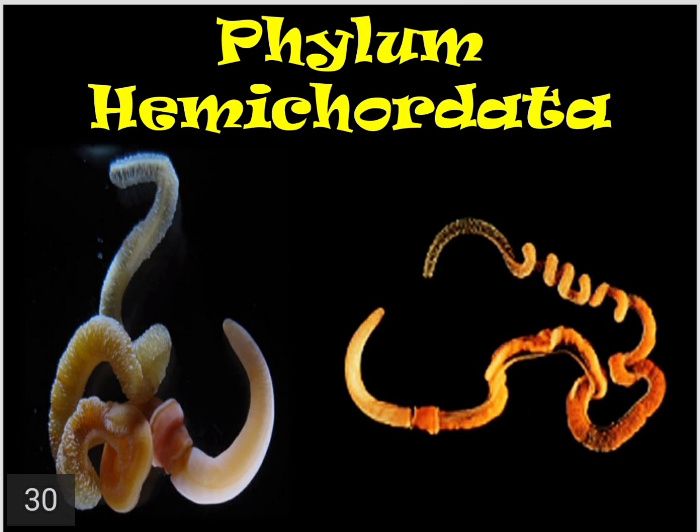The notochord, which we learnt about in the first lecture, in Hemichordata is present only in the proboscis region of the animal. Hence, they are called hemichordates. Now, these animals are also called acorn worms. One of the other names by which they are famous is acorn worms.